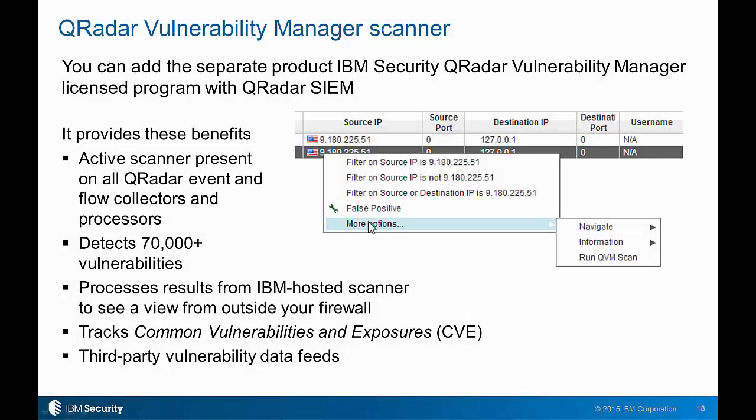You can add the separate product IBM Security QRadar Vulnerability Manager to the QRadar SIEM. This product requires a license to run on the SIEM. It contains an active scanner present on all QRadar event and flow collectors as well as processors. It can detect over 70,000 vulnerabilities. It processes results from an IBM hosted scanner to see a view from outside your firewall. It tracks common vulnerabilities and exposures, and it also has the ability to process third-party vulnerability data feeds.